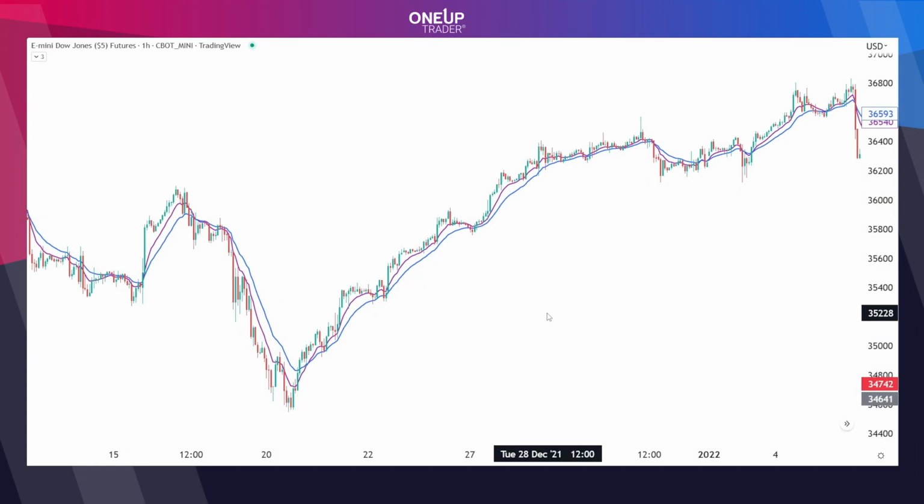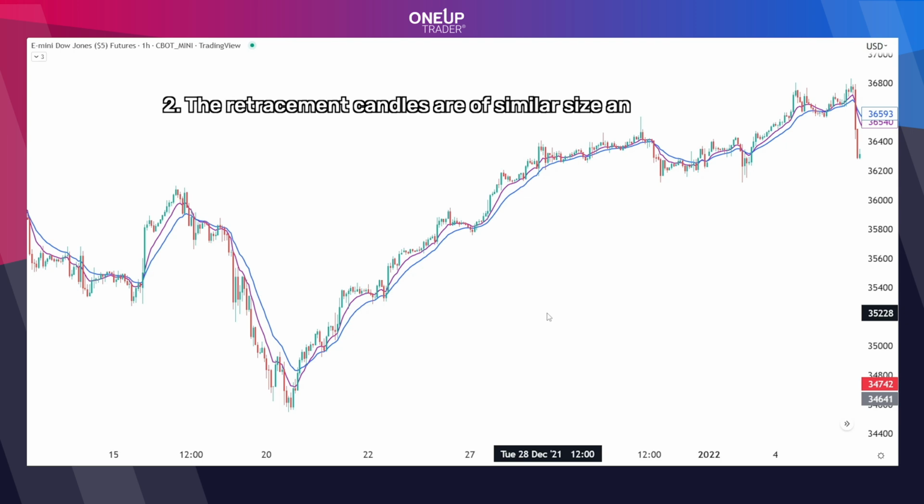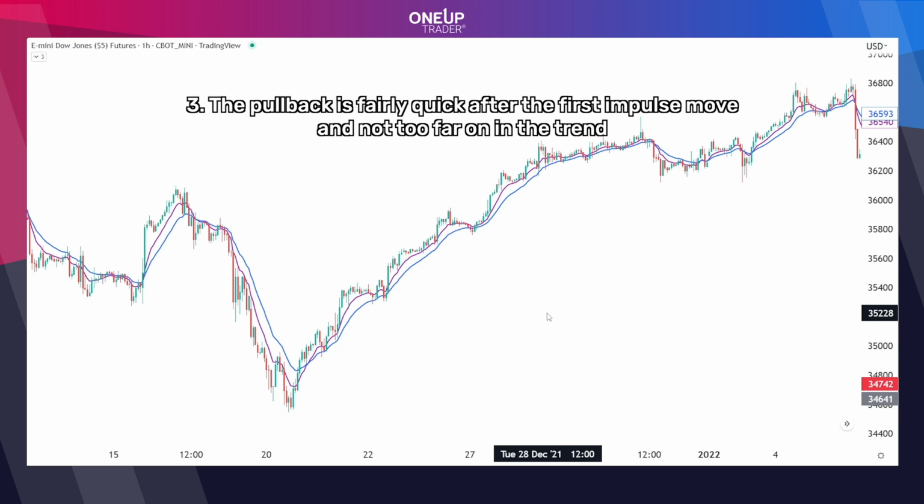First of all, the L1 entry has a few criteria that we need to follow. It needs to be the clear start of a new trend, must be marked by a new high, and the EMAs are diverging. The retracement candles are of similar size and are not choppy at all. In fact, we don't even need to use candlesticks. We can actually use bars with this because we are looking for the size of the bars instead of the candlestick patterns themselves.